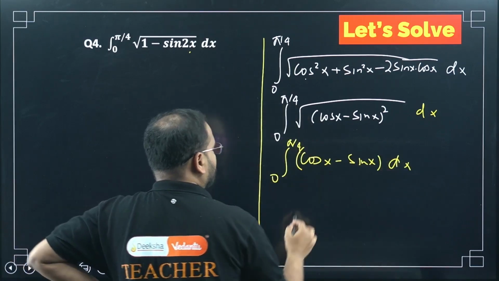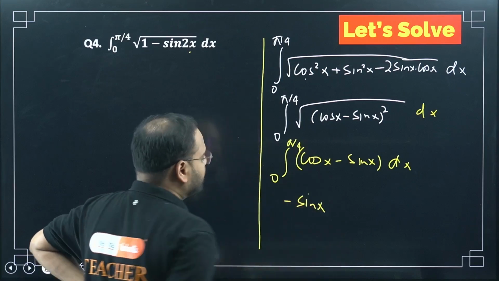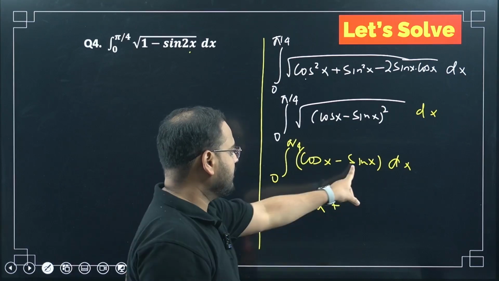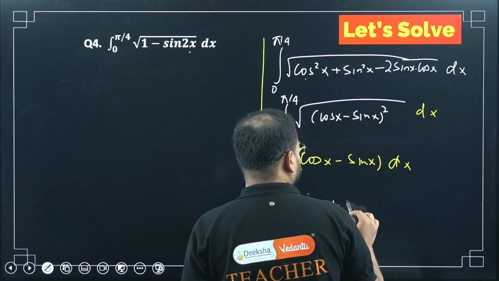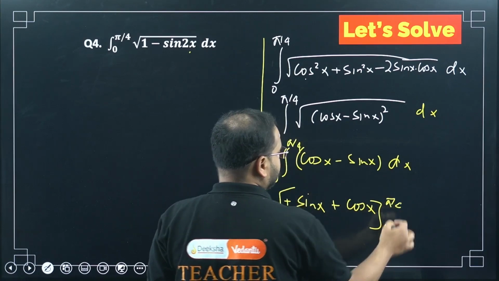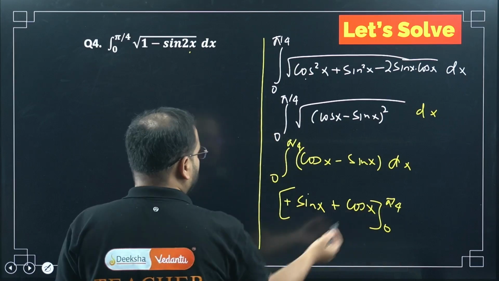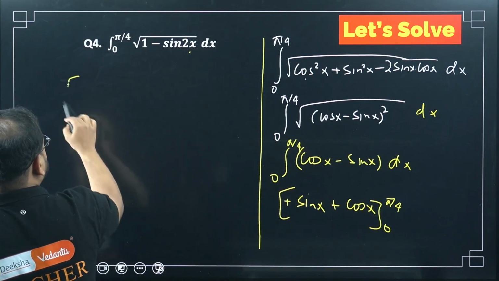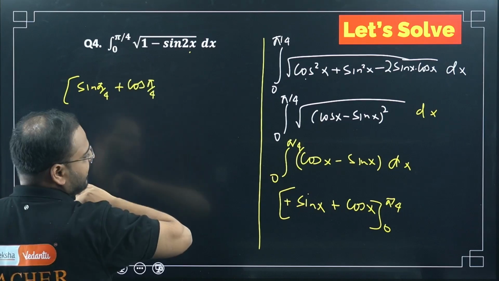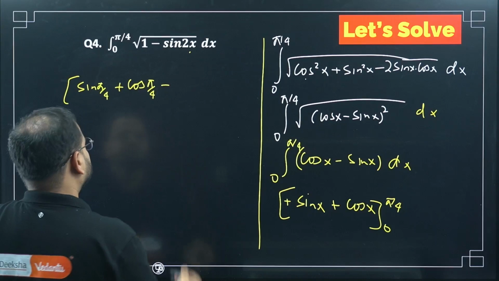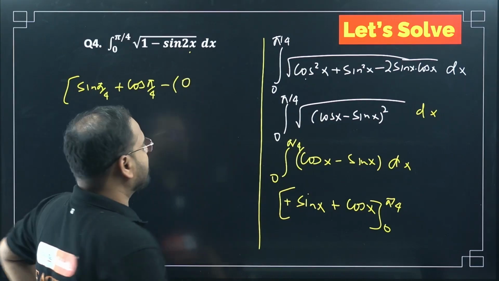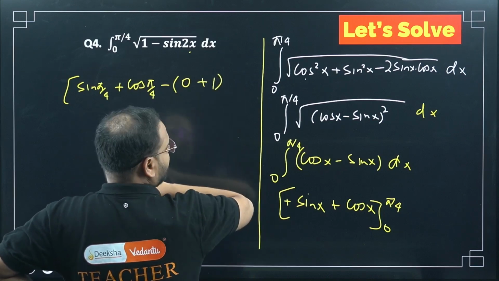The integration of cos x is what? Sin x. And what is the integration of sin x? Please check. This will become minus cos x, so minus of minus, this will be simply plus cos x, from 0 to pi by 4. Apply the limits. At the upper limit, what is the value? Sin pi by 4 plus cos pi by 4, and next, minus the lower limit: sin 0 is 0, and cos 0, so plus 1. Close this.